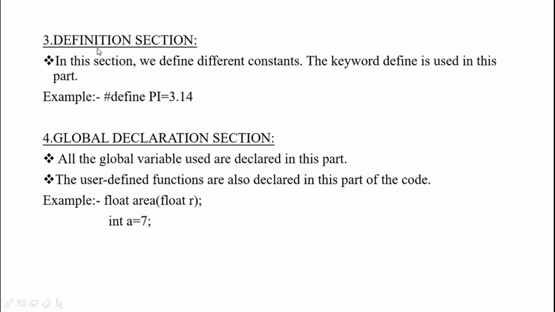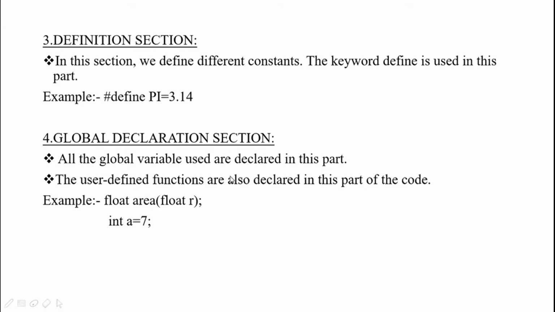The third one is the definition section. In this section we define different constants and the keywords used in the program. For example, here I have given #define pi 3.14. This is the constant for pi. Like that, we define the constants and keywords that we want to use in the program. The next section is the global declaration section.